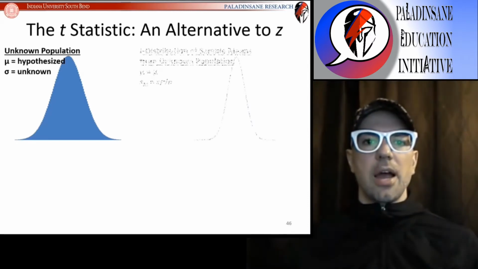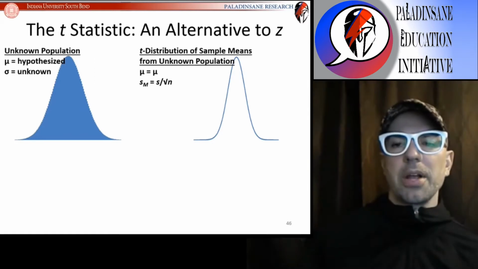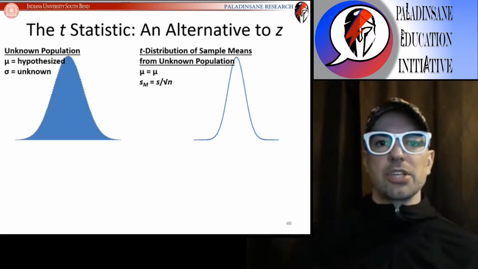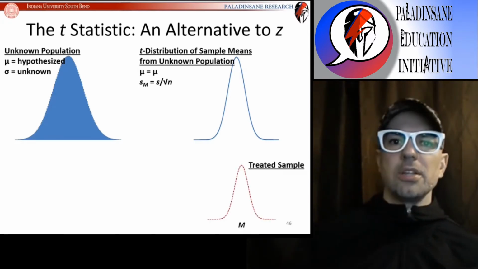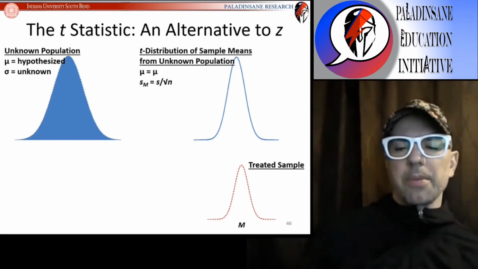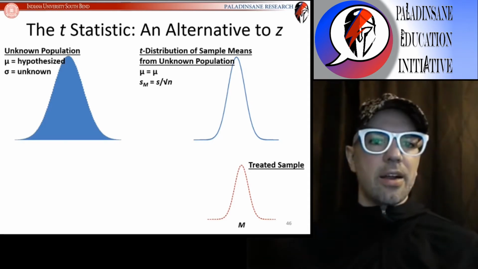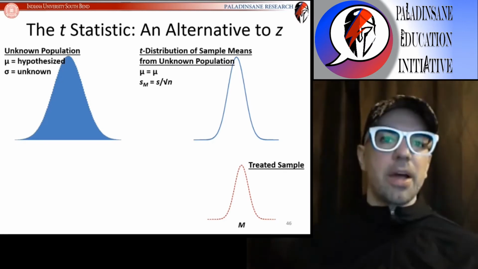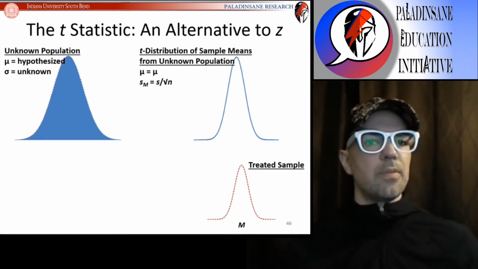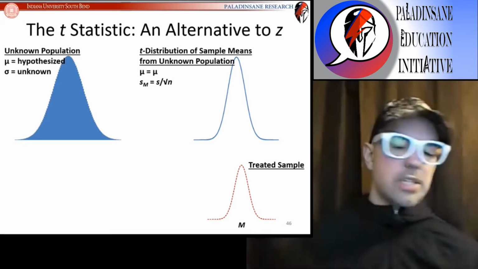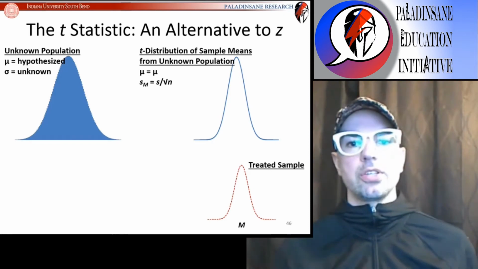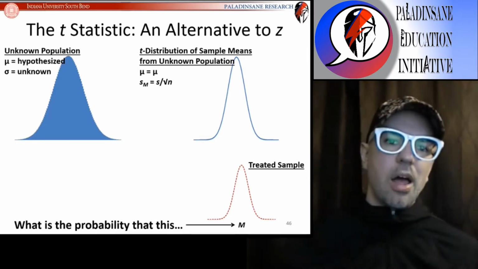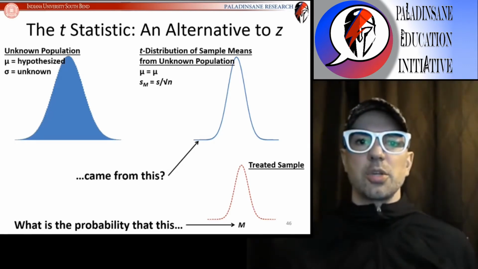From that, we create our comparison distribution. Now our comparison distribution is a T distribution, has the same mean as our hypothesized population, but we use our sample to estimate the standard deviation of the population so that we can get the standard error of our comparison distribution, which is the standard deviation of your sample divided by the square root of the size of your sample. And once we have that comparison distribution, the logic follows exactly the same.